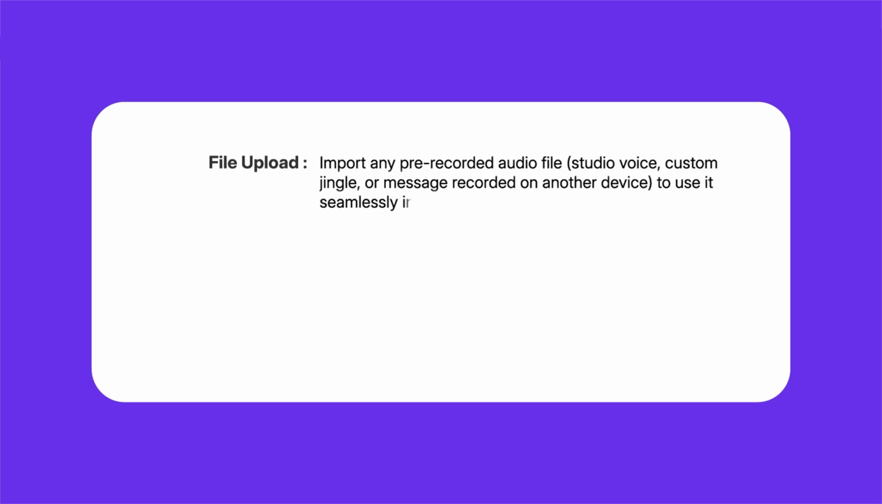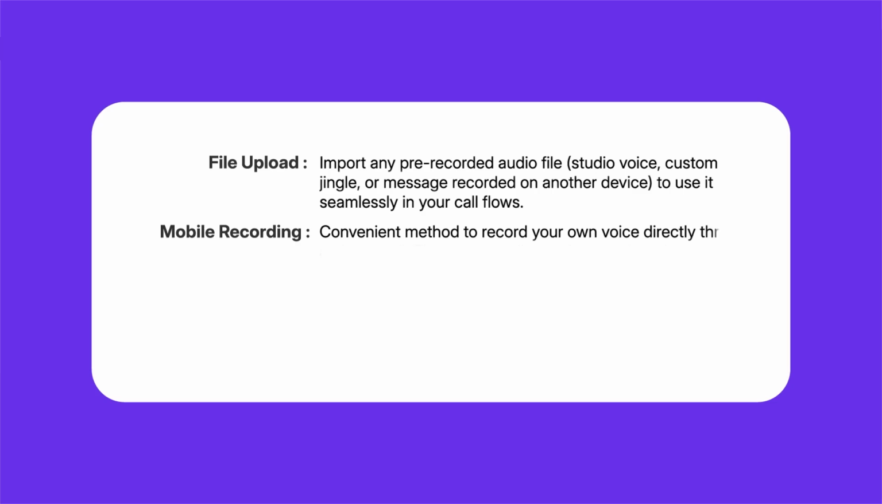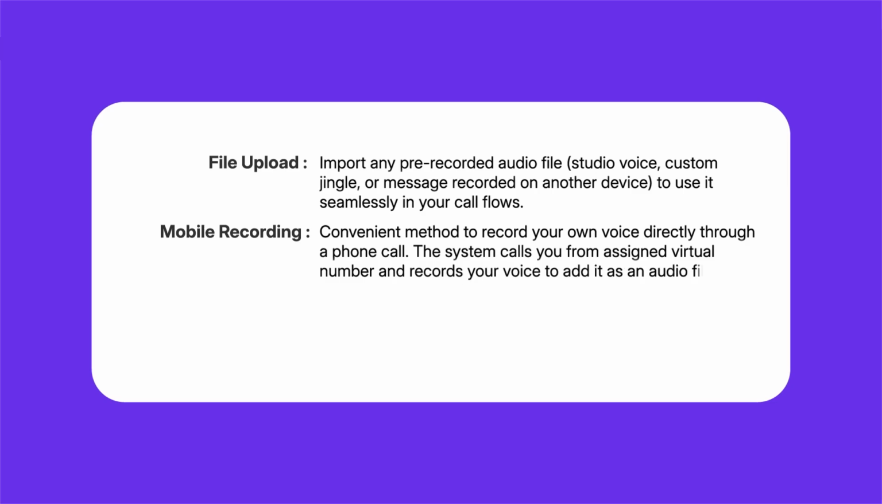File upload helps you import any pre-recorded audio file, whether it's a studio voice, a custom jingle, or a message recorded on another device, so you can use it seamlessly in your call flows. Mobile recording is a convenient method that lets you record your own voice directly through a phone call. The system calls your mobile number from your assigned virtual number and records your voice to add it as an audio file.